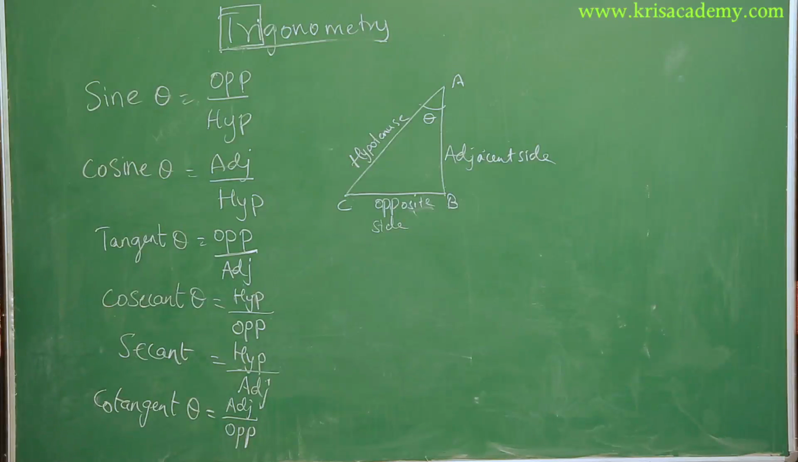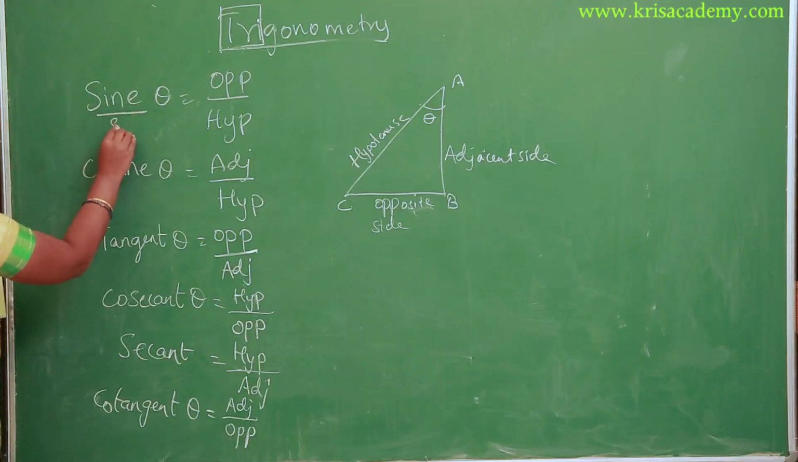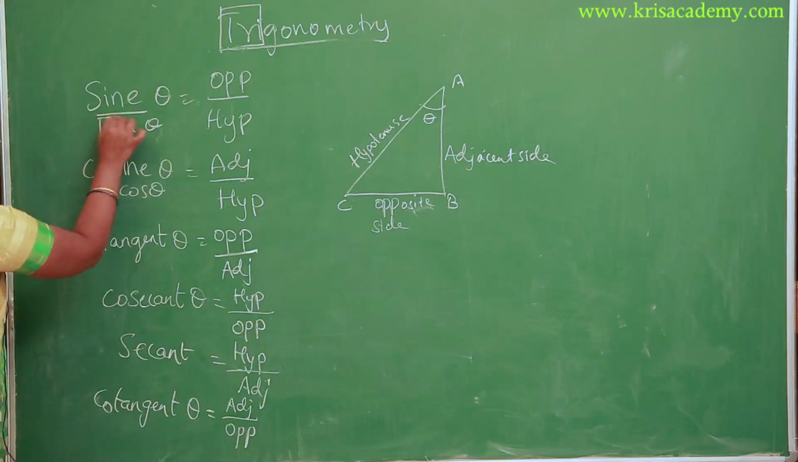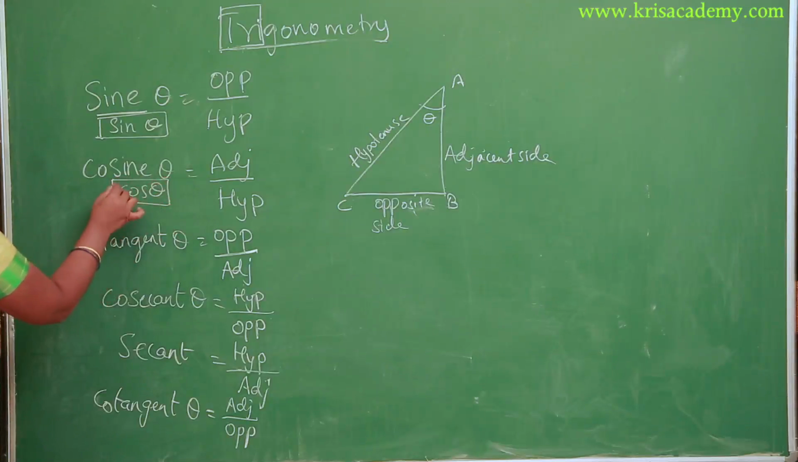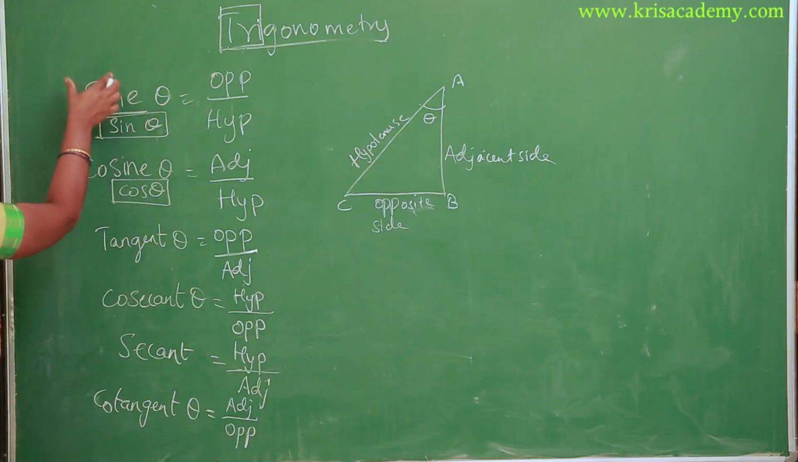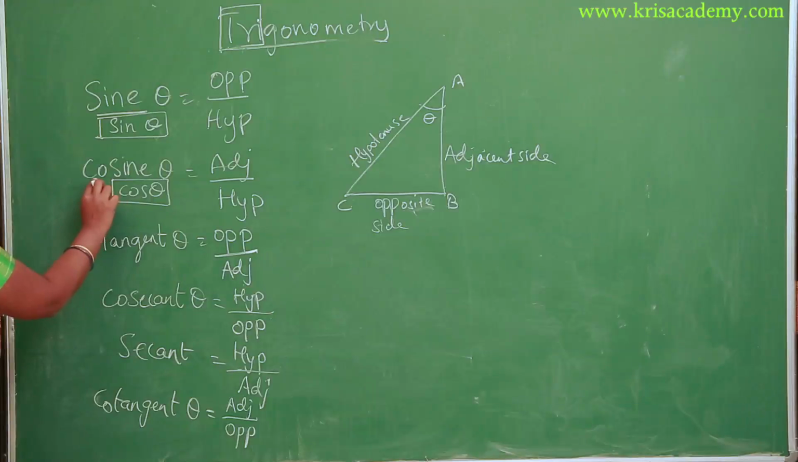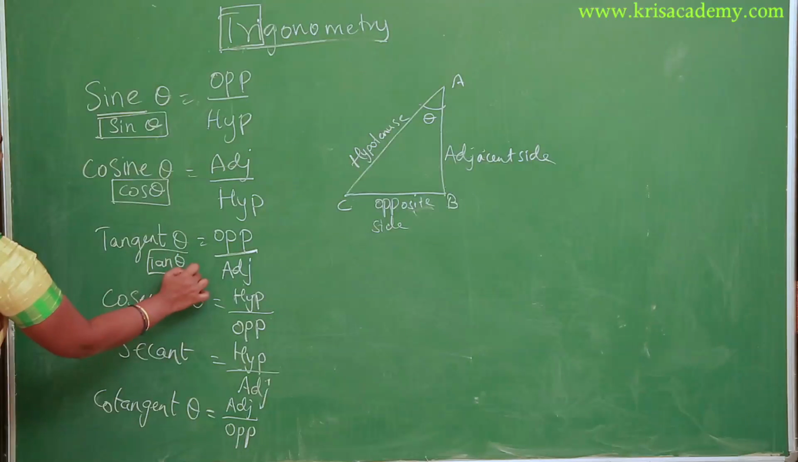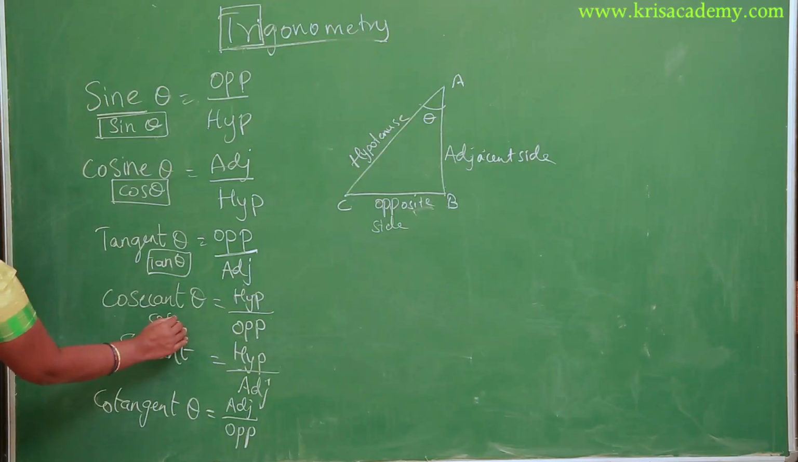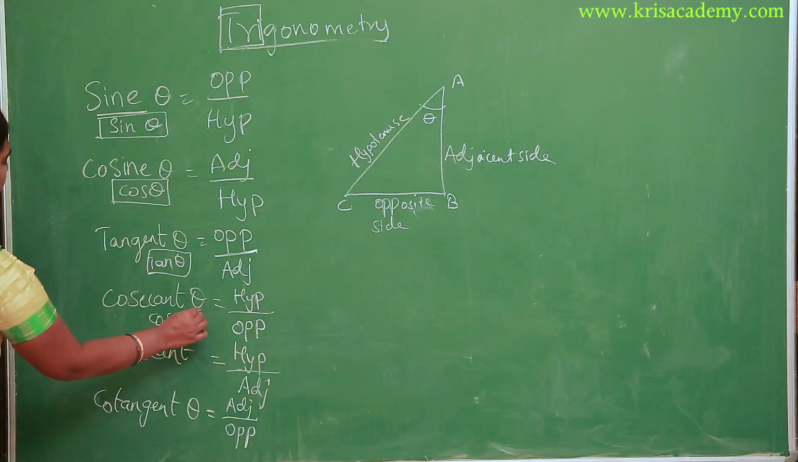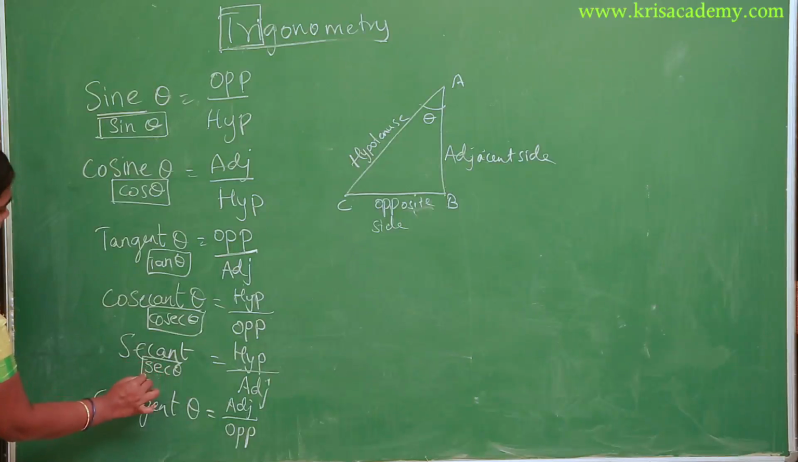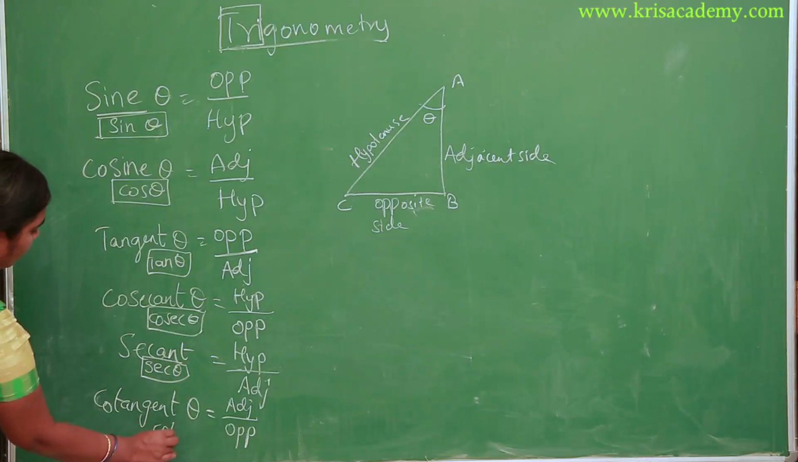If you are not able to remember the names, sine theta we can represent as sin theta only. Cosine theta we will represent as cos theta. In the exam, when we want to write sine and cosine, the full name is not needed. Write sin theta. For cosine theta, the short form is cos theta. Tangent theta short form is tan theta. Cosecant theta short form is cosec, C-O-S-E-C theta. Secant is sec theta. Cotangent is cot theta.